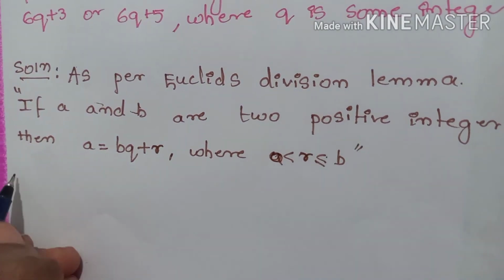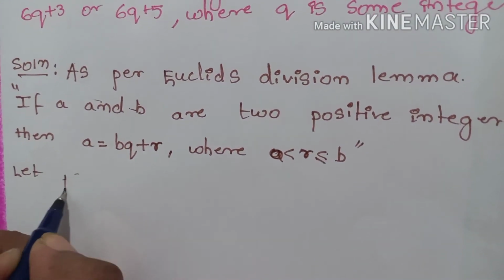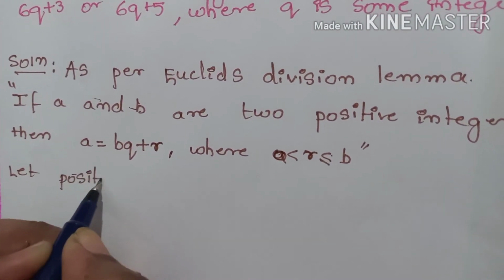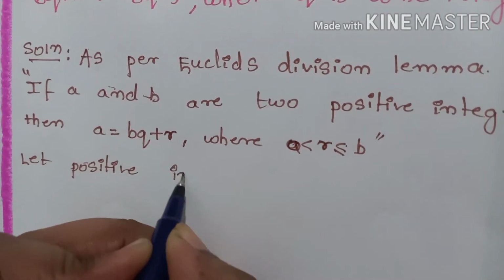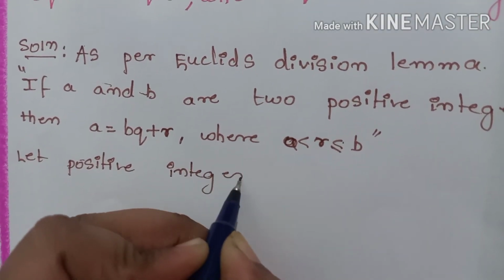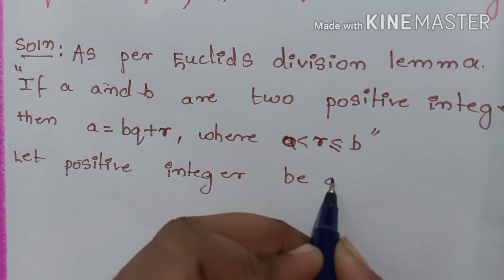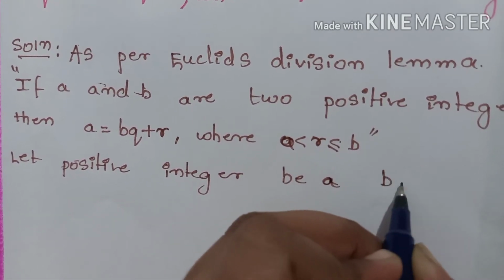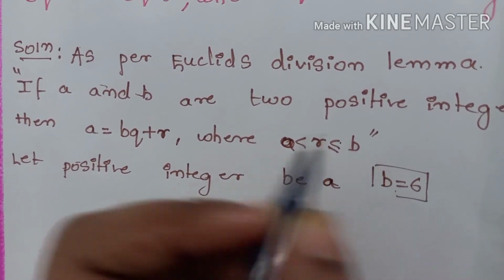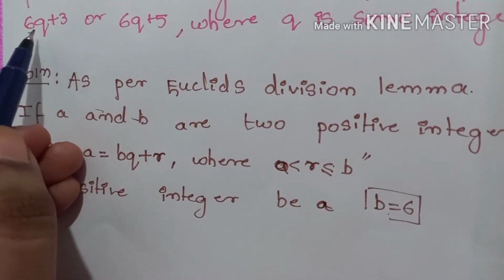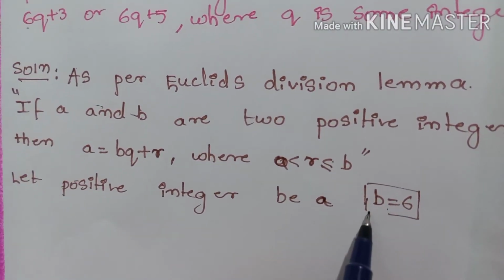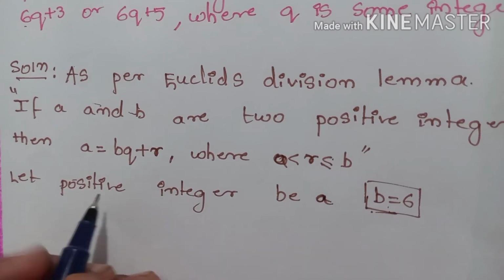So let us consider a positive integer. Let the positive integer be a and b be 6. Why b equals 6? Because 6 is a multiple of 6, so that is the reason we have taken b as 6.